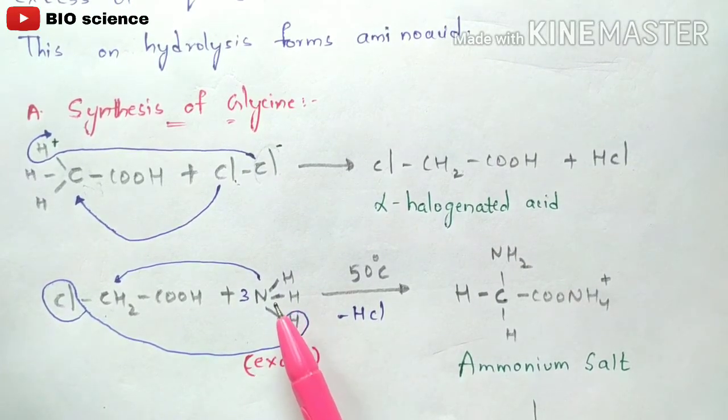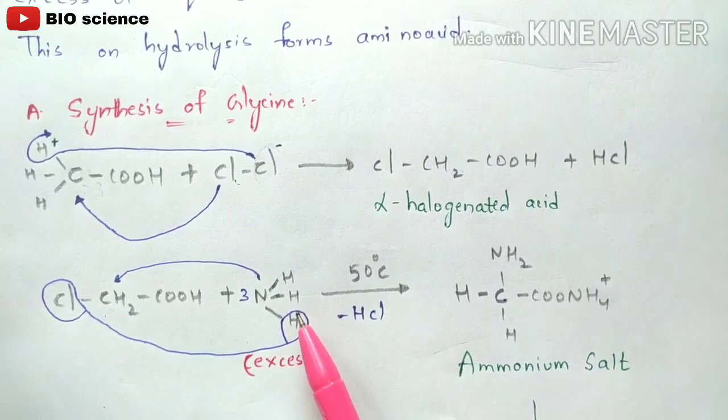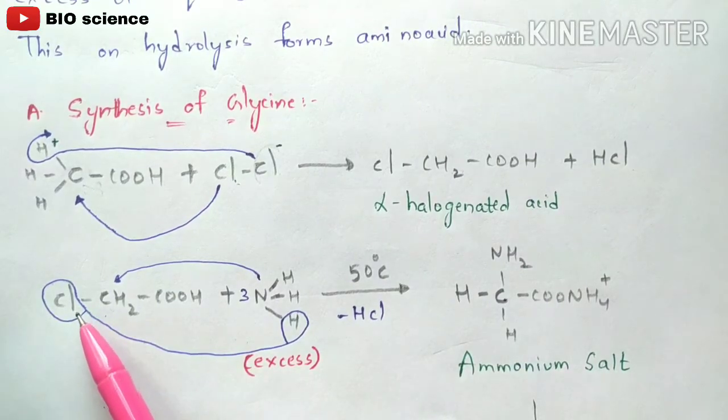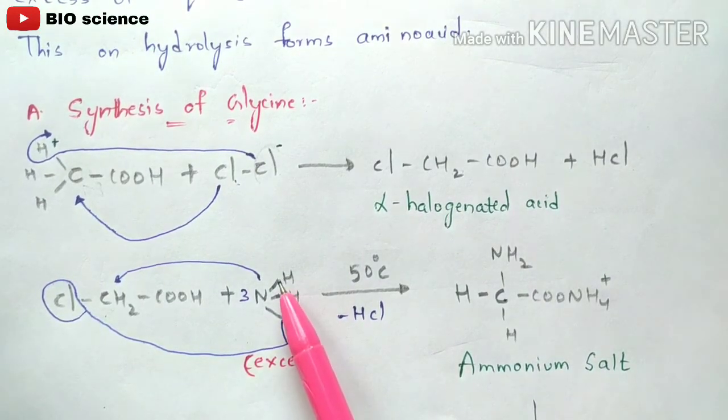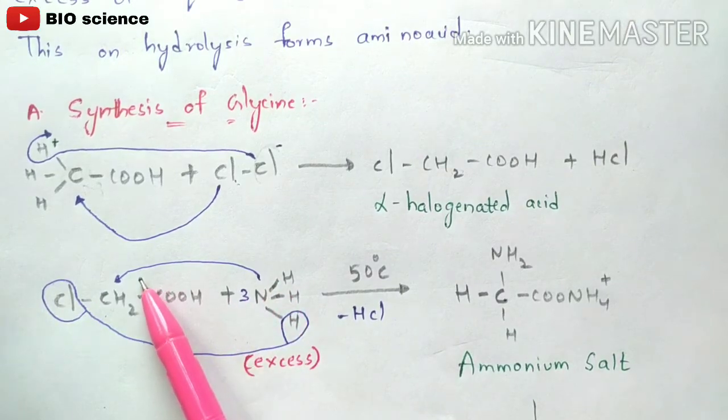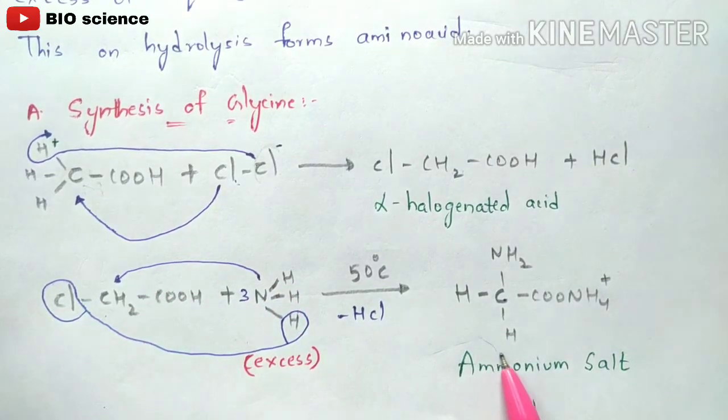We know that ammonia has 3 hydrogens, right? And among these 3 hydrogens, one hydrogen, which is present in the form of a proton because it carries positive charge, will react with the Cl minus ion, which carries negative charge, and it will move out in the form of HCl, hydrochloric acid. And now the remaining NH2 group will move towards the carbon atom and finally form the ammonium salt.